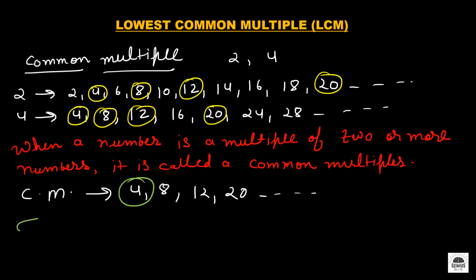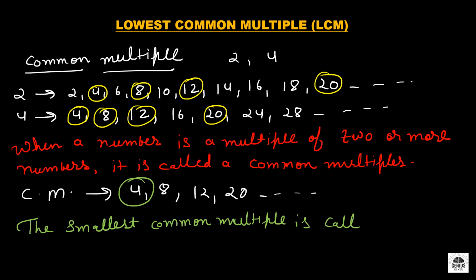So, the smallest common multiple is called the lowest common multiple. It is also called the least common multiple, or LCM.